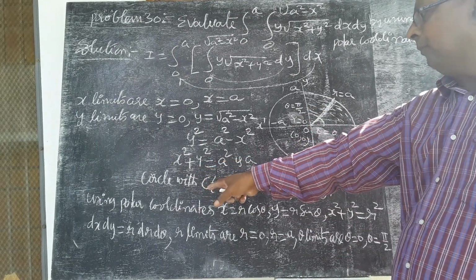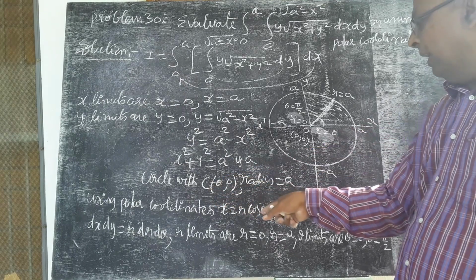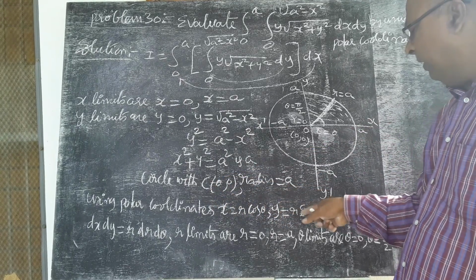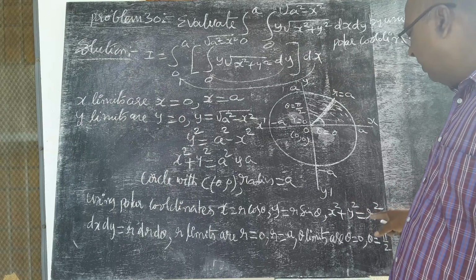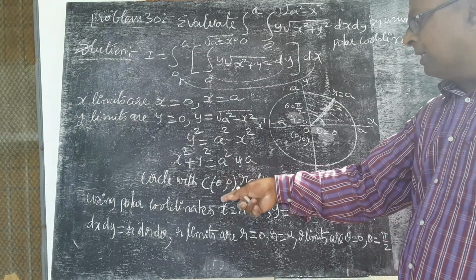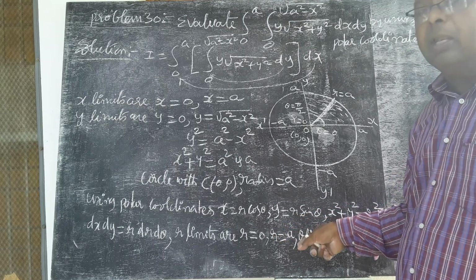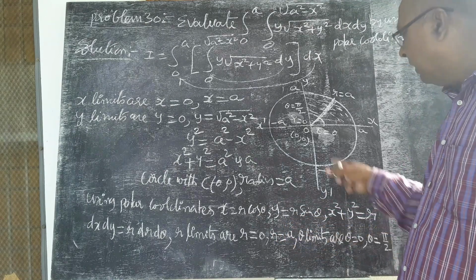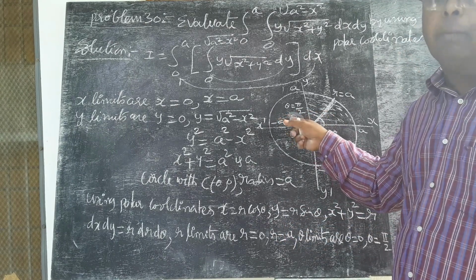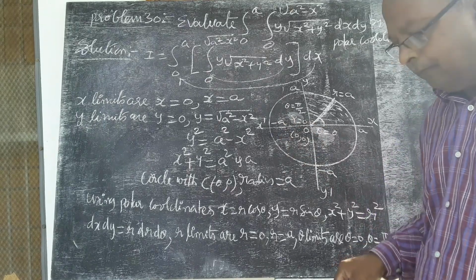Using polar coordinates, x is equal to r cos theta, y is equal to r sin theta, x square plus y square is equal to r square, dx dy is equal to r dr d theta. R limits are r is equal to 0, r is equal to a. Theta limits are theta is equal to 0, theta is equal to pi by 2. Note down.